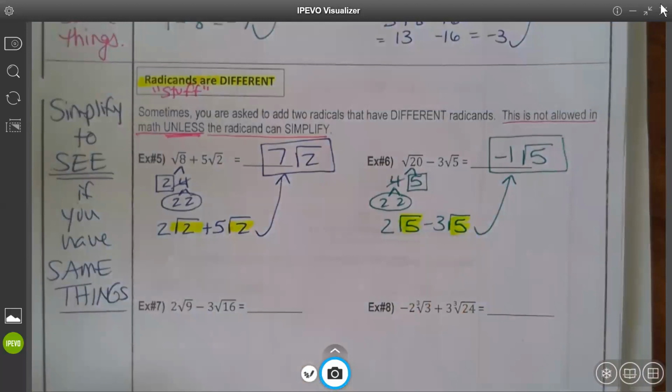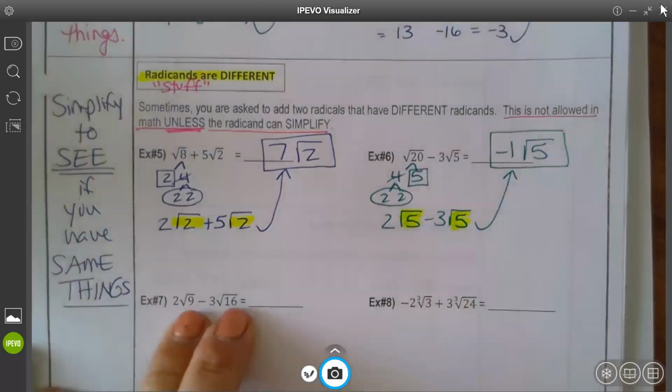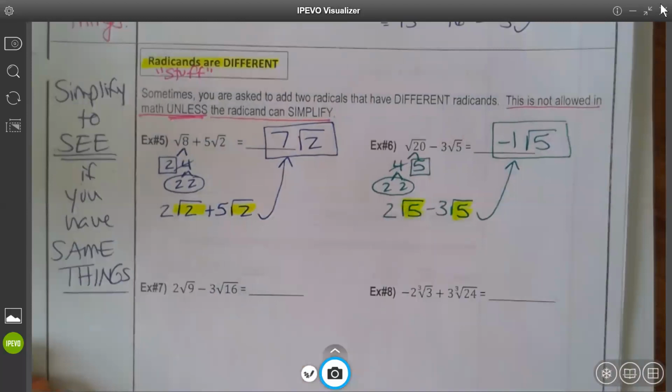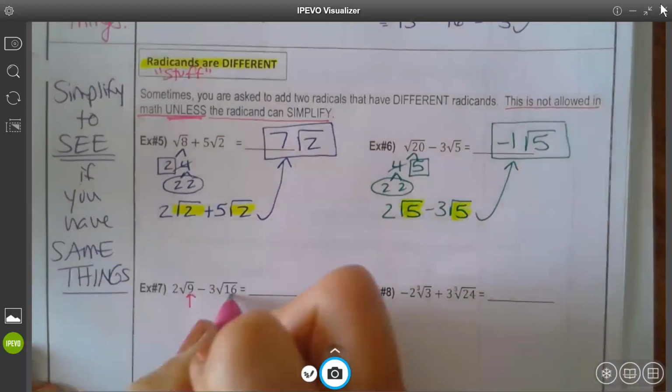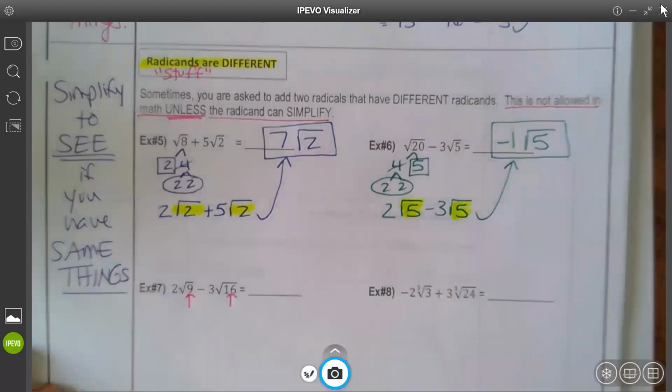Number 7, a square root of 9 and a square root of 16 are not the same things, but do you notice what kind of numbers a square root 9 and a square root of 16 is?